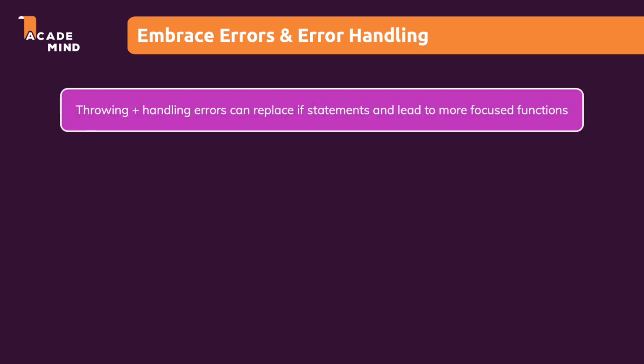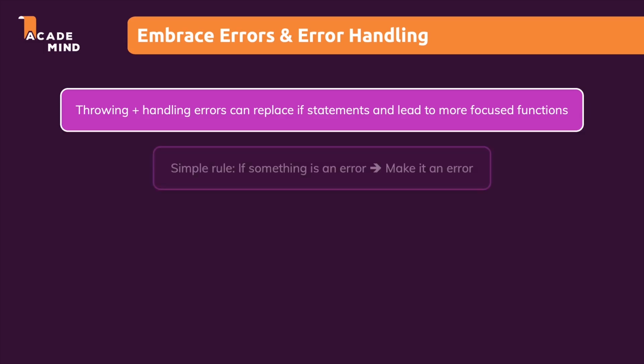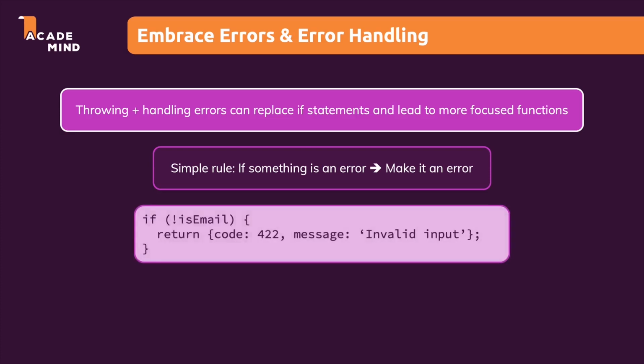Because throwing and handling errors in the proper places can actually replace useless if statements and lead to more focused functions. And here's a simple rule. If something is an error, if something has an error character, make it an error. Don't try to solve it with an if statement. For example, here is a short snippet, which we don't have in our big example, but which you could see in other programs as well.